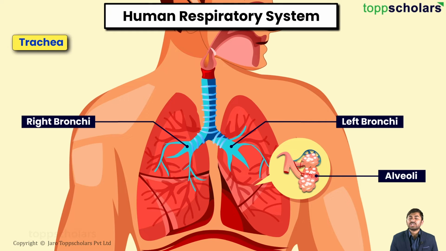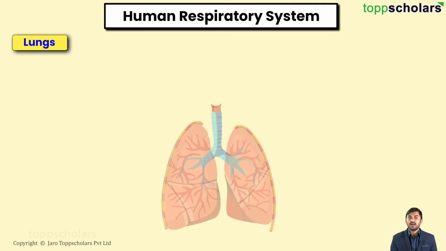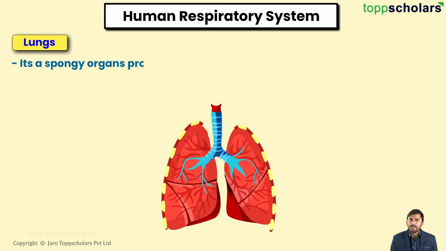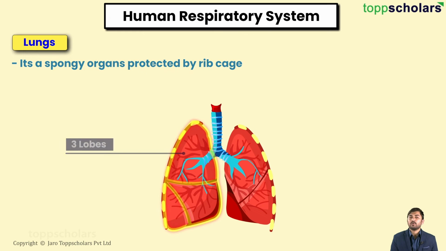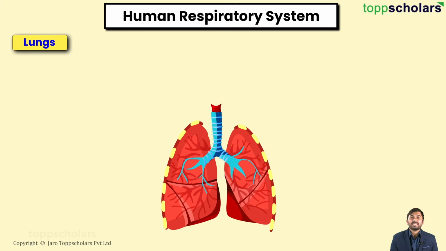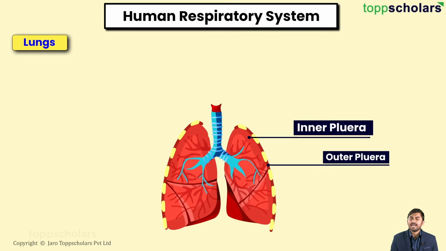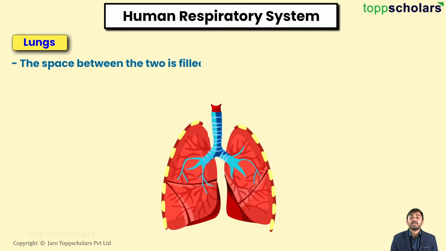Now we move on to the most important and major part of the respiratory system, that is the lungs. Lungs are a pair of spongy elastic organs protected by the rib cage. The left lung is slightly smaller and consists of two lobes as it has to accommodate the heart. The right lung has three lobes. The lungs are protected by two membranes known as the outer and inner pleura. The space between the two membranes is filled with pleural fluid. So this was about the lungs.